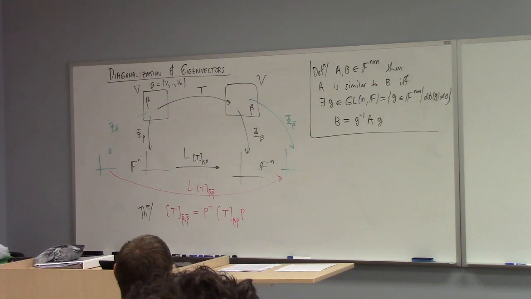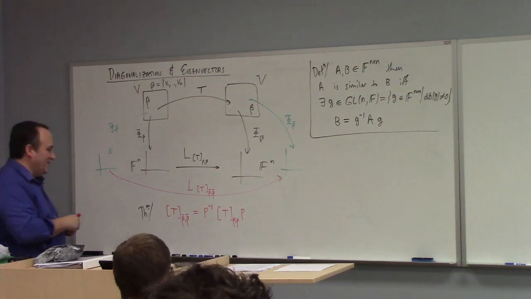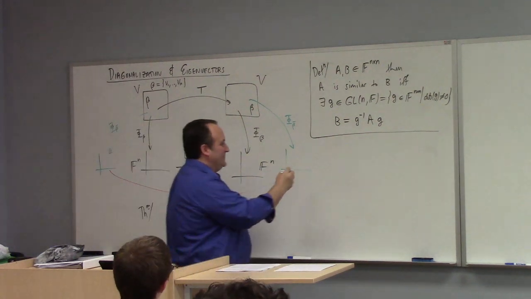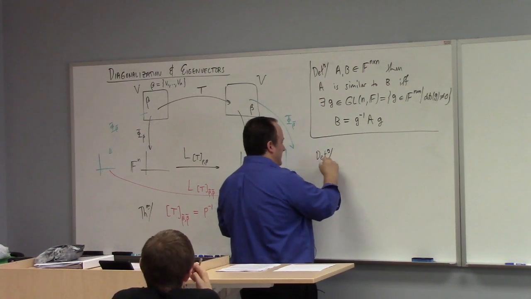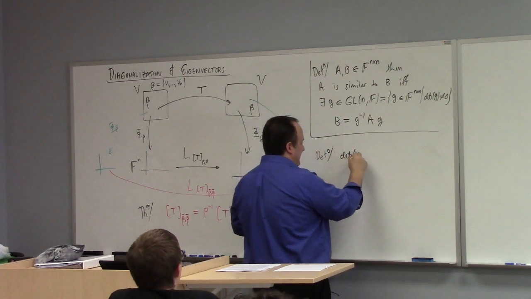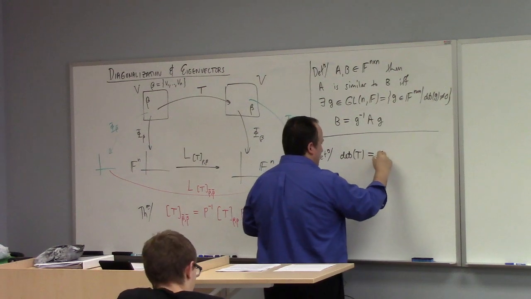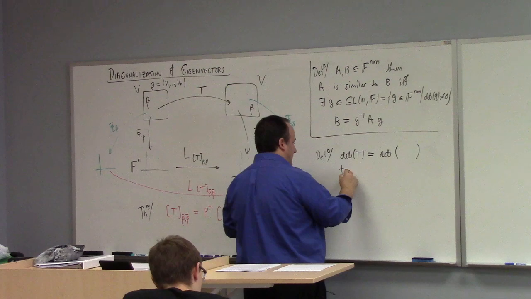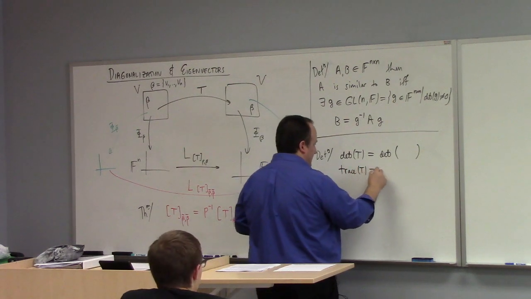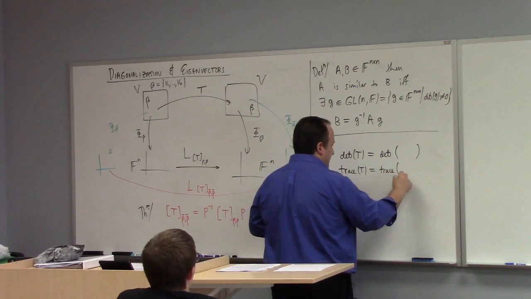I was reading the notes. I noticed something that I have failed to define. So let's do that before I forget. Definition. And you guys tell me why these are good definitions. The determinant of T is equal to the determinant of what? And the trace of T is equal to the trace of what?